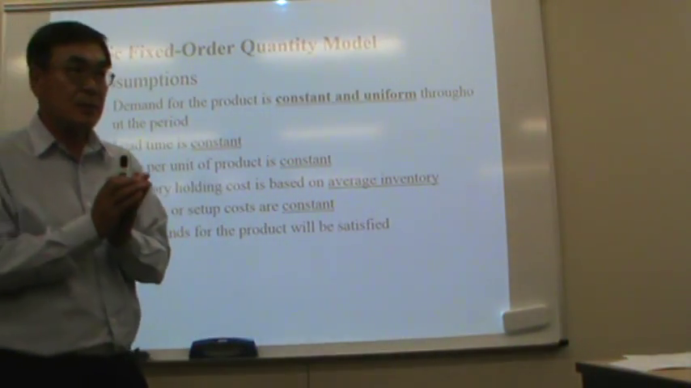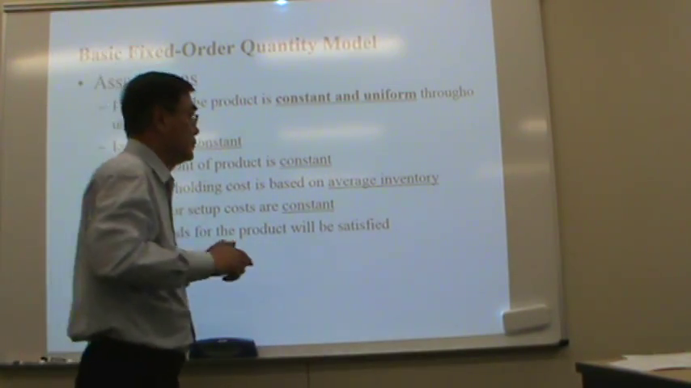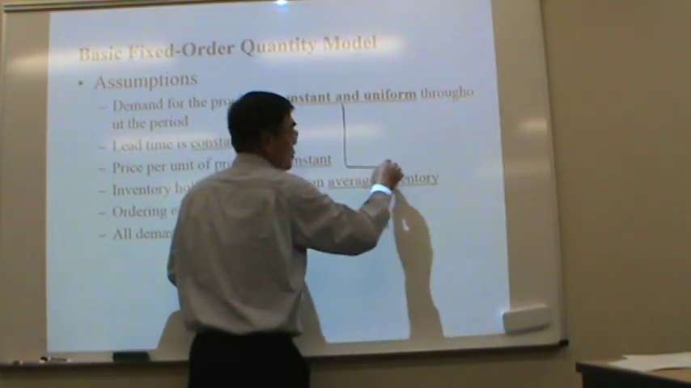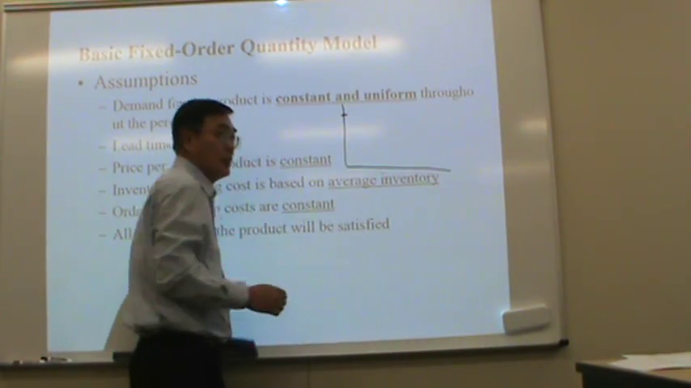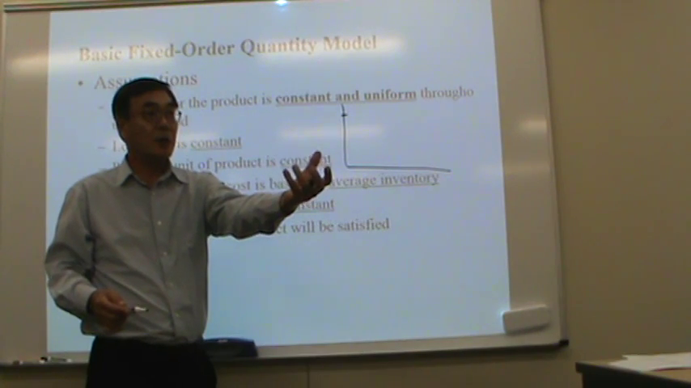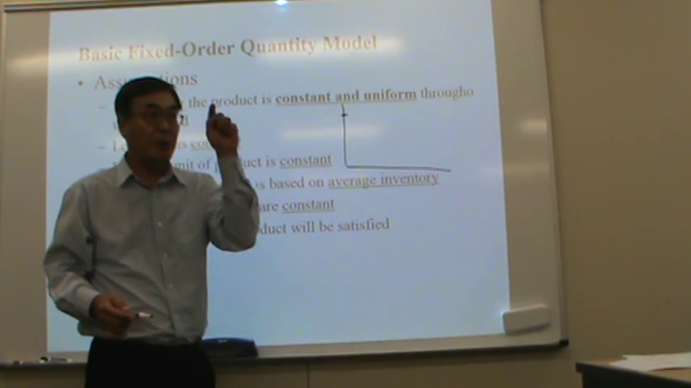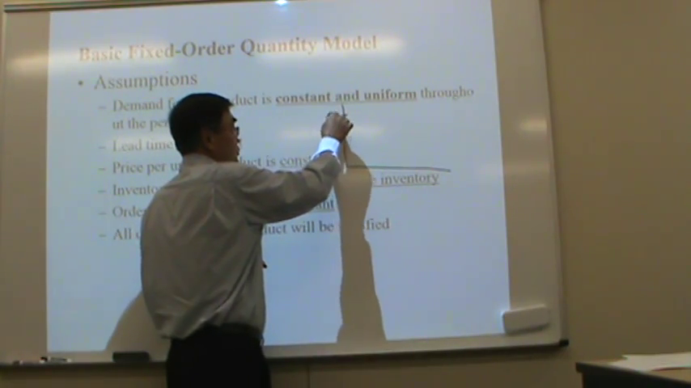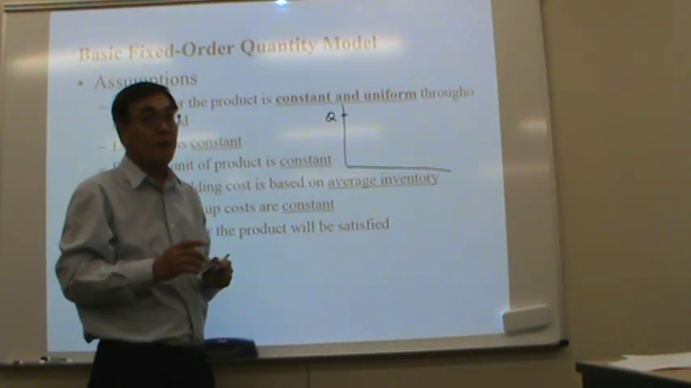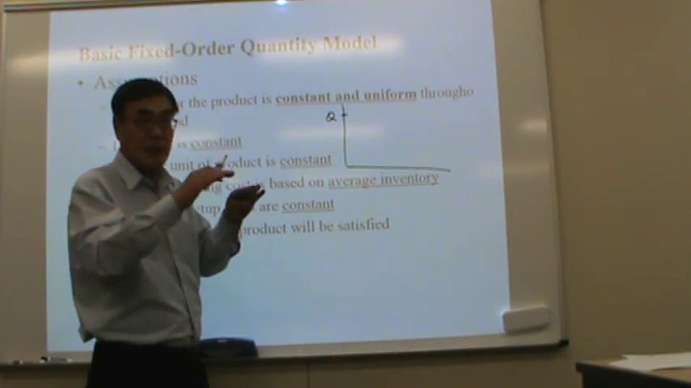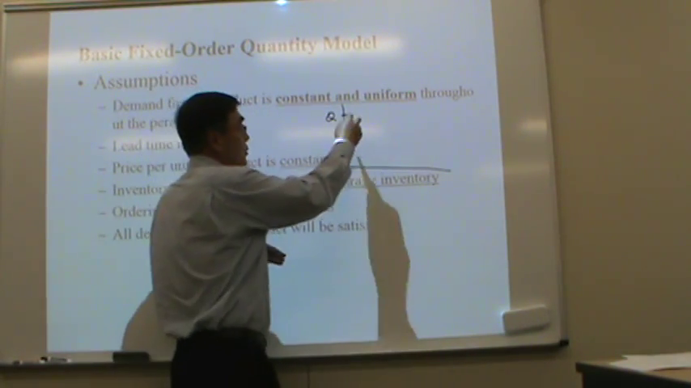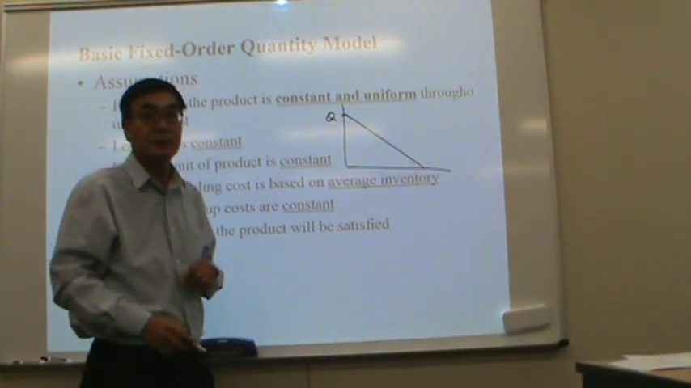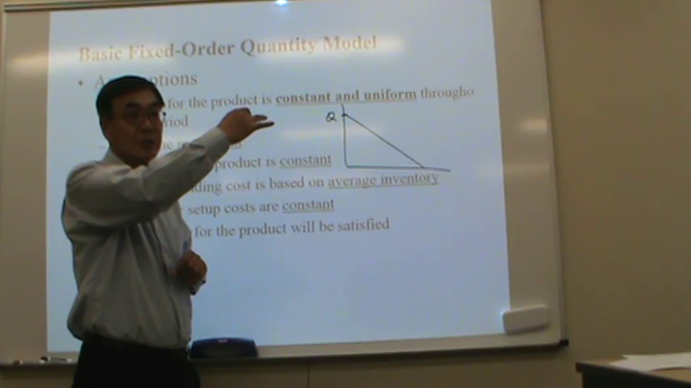Demand is constant and uniform. That means if inventory level is Q here, then order Q and receive Q, so initially the inventory level is Q here. Then if demand is constant, the inventory level decreases like this, a straight line, linear.